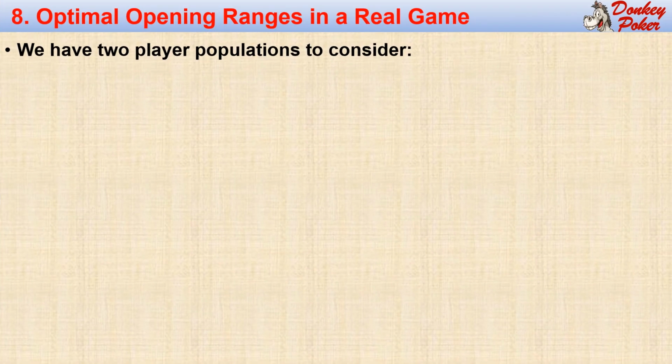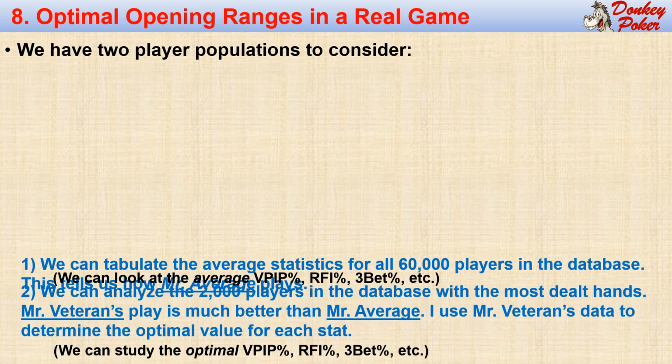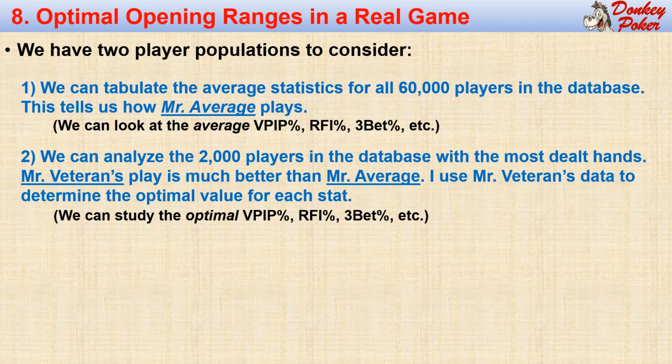We have two different player populations to consider. The first population is all 60,000 players in the database. This tells us how Mr. Average plays PokerStars NL50. For example, we can find his average VPIP percentage, RFI percentage, 3-bet percentage, and many more stats that I have created. These are not the optimal stats. They are just the average stats.